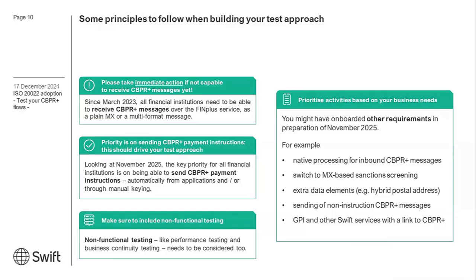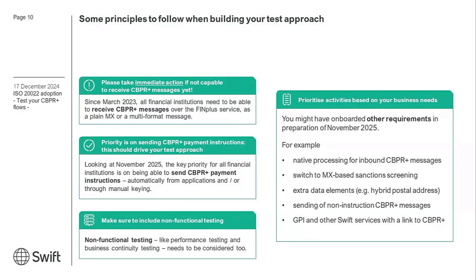First thing to remember is that there were minimum action points that you had to complete prior to the March 2023 go-live date. All financial institutions are expected to be able to receive CBPR Plus messages since March 2023, because your correspondents can migrate to ISO on their own timeline, and once they're ready to send payment messages in ISO, they can start sending you CBPR Plus messages without checking with you or informing you.